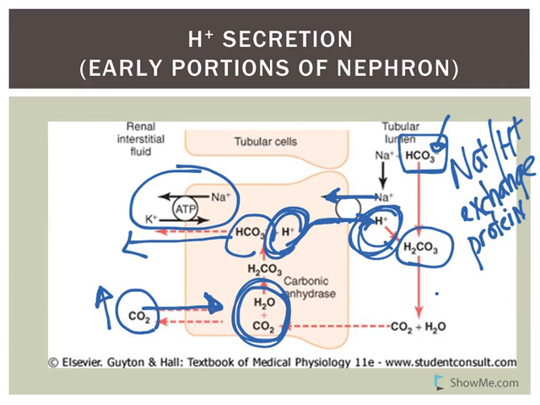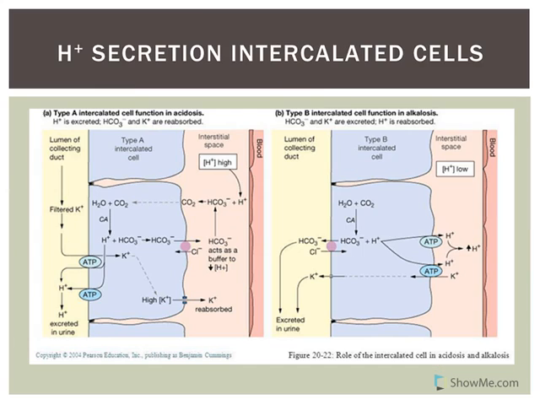Now, whether more hydrogen ions are being excreted, or secreted, I should say, is really important later on in the nephron tubule. We have intercalated cells in the late distal tubule and in the cortical collecting tubule, and we actually have two types of intercalated cells. If you're acidotic, the type A intercalated cell is going to be responsible for this really increased secretion of hydrogen ions.